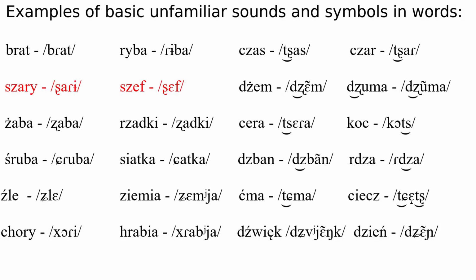Retroflex fricatives are almost the same as English postalveolar fricatives: sh and zh, as in shine and measure. However, the tongue is slightly more curled back when you say Polish retroflex consonants, and they are sz and ż. And they are in words like szary and rzadki.